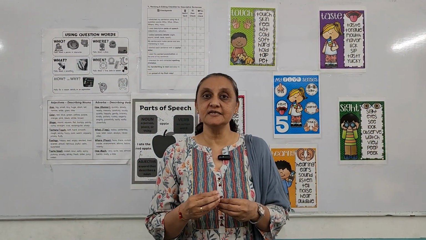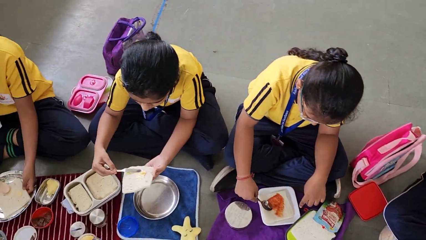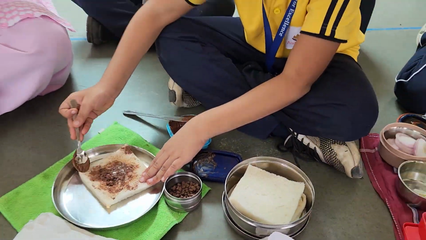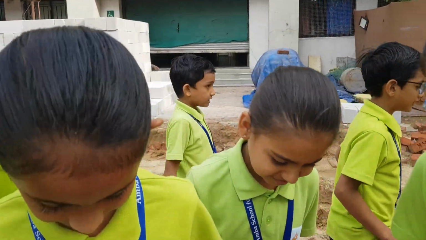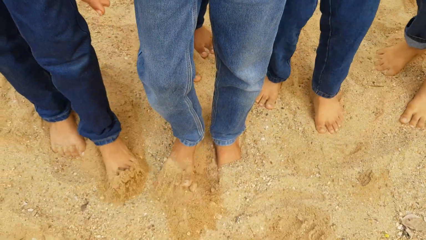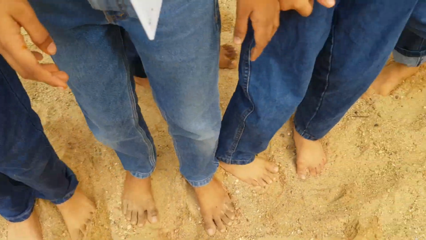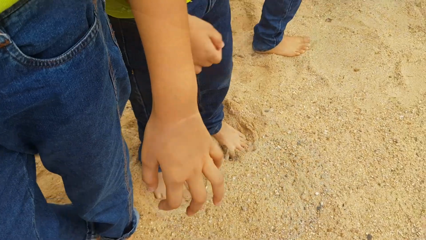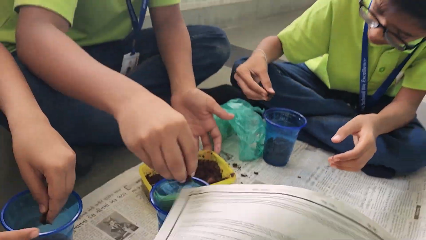Okay, we have done some hands-on activities. Hands-on activities are where the students did activities like sandwich making. In Visit to a Sea, we took the students to feel the sand, the sea beach sand. All these things they did. They even did the germination of the seed.